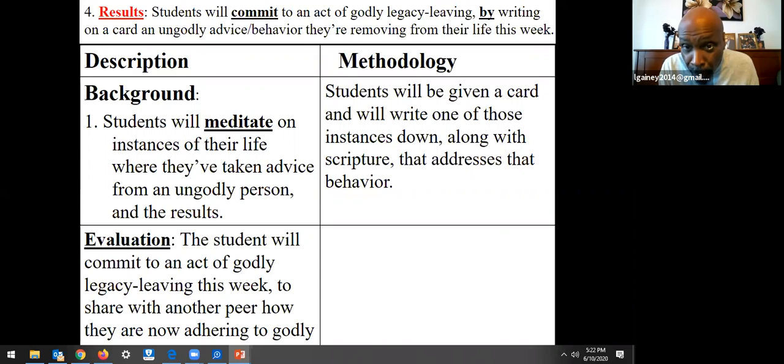And where you were wrong, and especially if you see where scripture says you are wrong, that's why we study the Bible. Then what are you going to do about that? Well, in this instance, this person is going to write down on a card that instance, tie scripture to it, and then leave a legacy, letting another peer know, this is where I'm changing in this area.